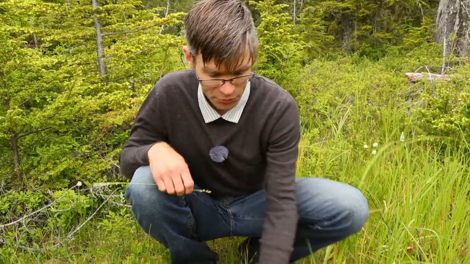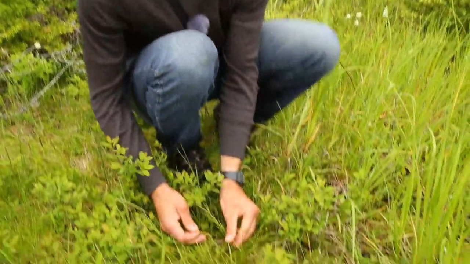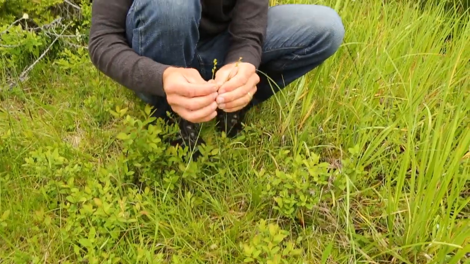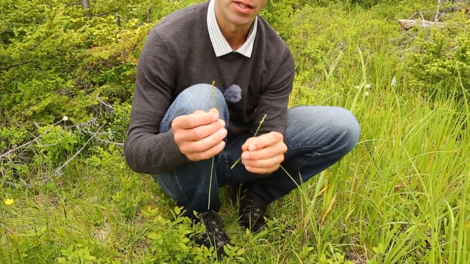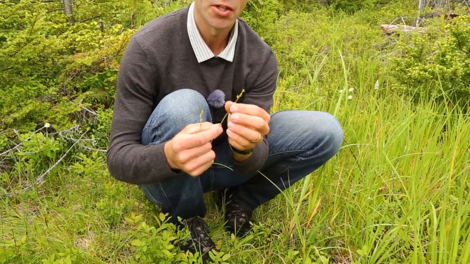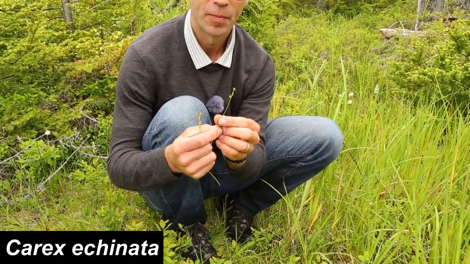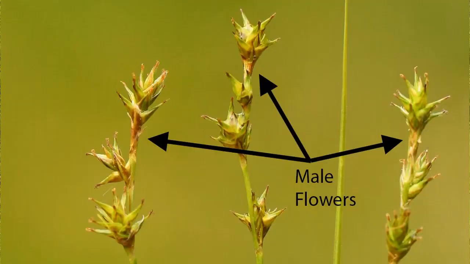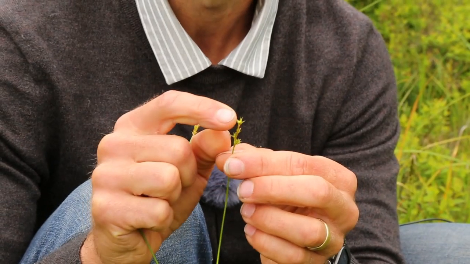All right, we have a new sedge here, and this is actually in the same group as the Carex canescens that we just did. This is called Carex echinata. One really unique feature about the Carex echinata is that on the terminal spike, it actually has female flowers above male flowers. So that's gynocandrous on the terminal spike. And we could see that all the spikes are pretty much sessile.